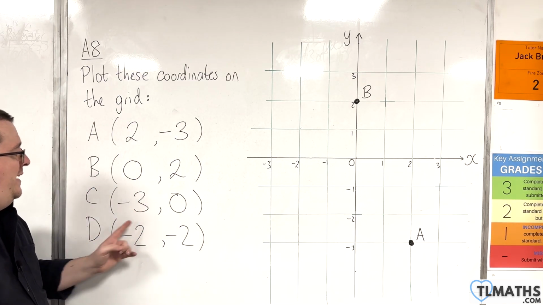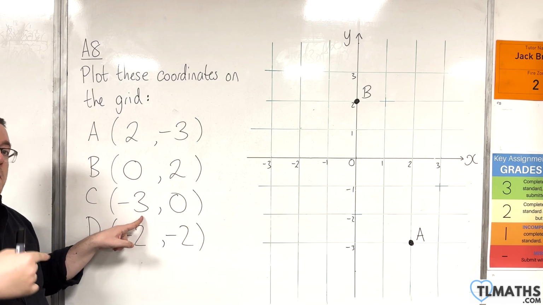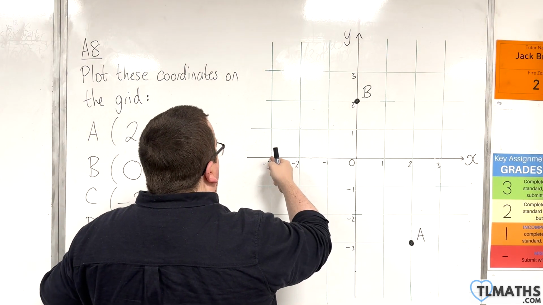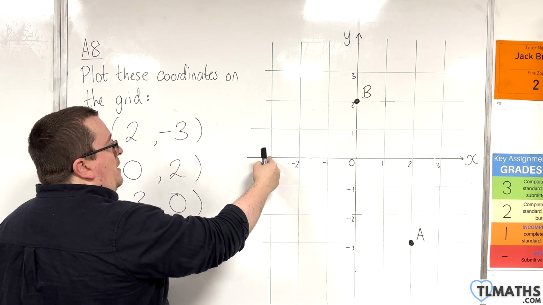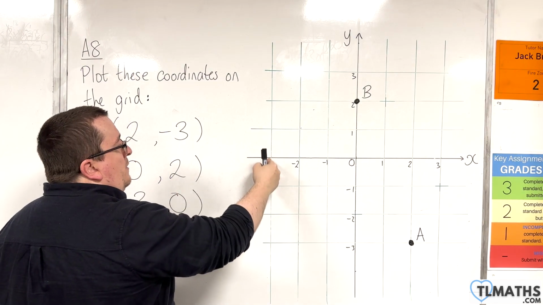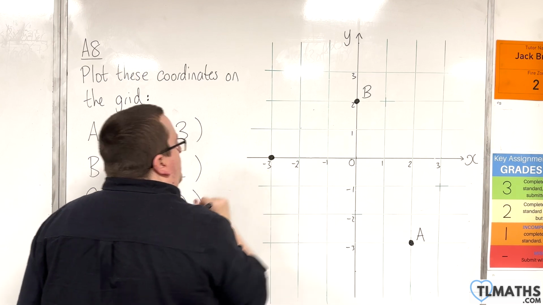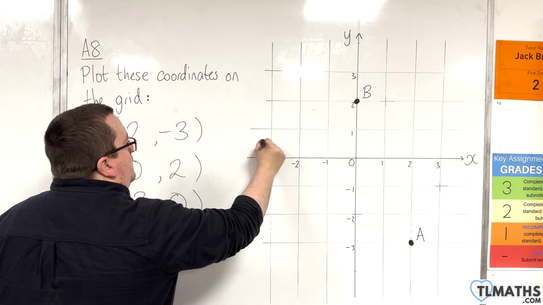We can also see that by thinking, well, that's 3 back along the corridor. So 3 back along the corridor, and then 0 in the vertical direction. So I'm not moving up or down, I'm just staying exactly where I am. So that point there is C.